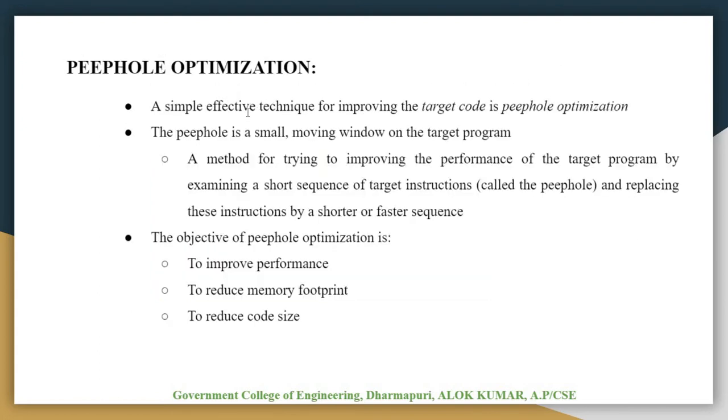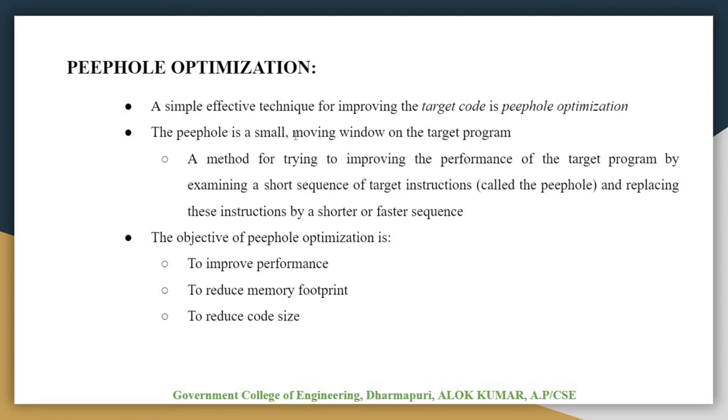This technique comes under machine dependent optimization. A simple and effective technique for improving the target code is peephole optimization. So what is a peephole? What is the meaning? Peephole means a small window or a small frame of code, a small set of instructions, we can say.